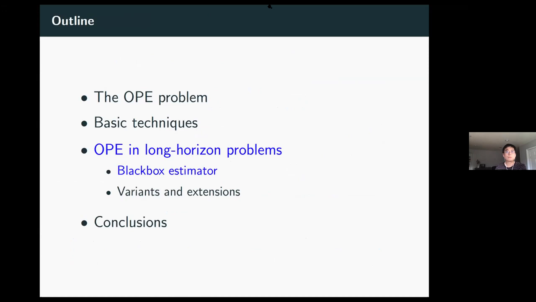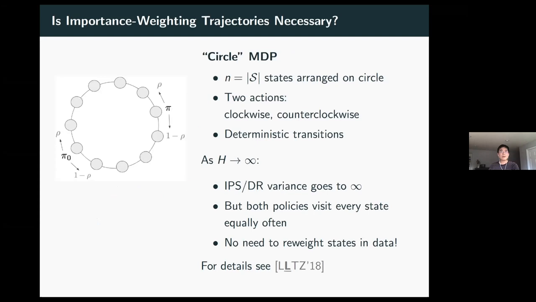So just to give you some intuition why the curse of horizon can be avoided, let me show you this circle MDP, where the details can be found in our paper at NeurIPS 2018. This circle MDP is shown here. It has n states and two actions. You can either go clockwise or counterclockwise. And then you have two policies. The target policy is to go counterclockwise with probability rho and the other direction with probability one minus rho. And pi zero is a symmetric one.